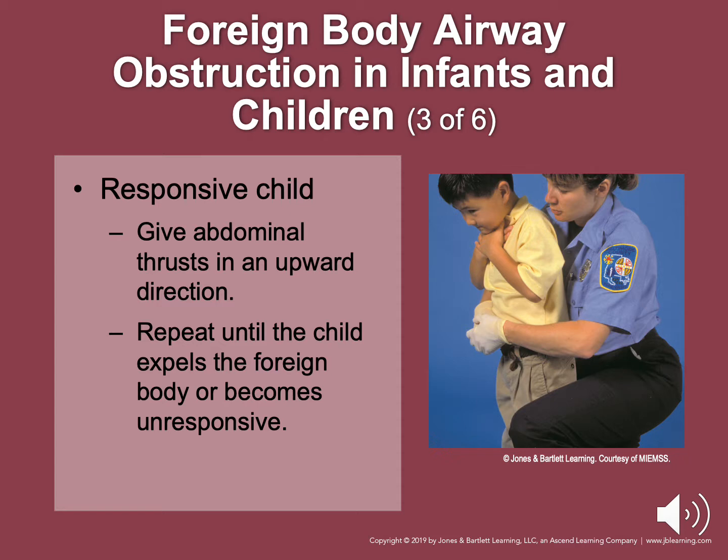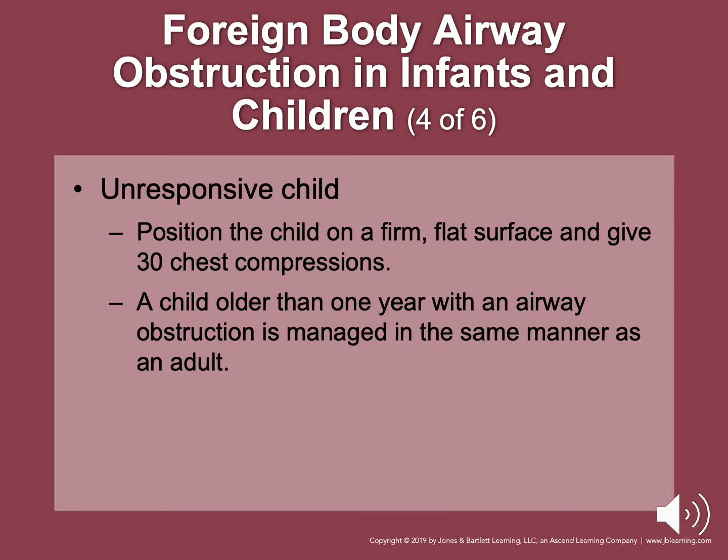If the child becomes unresponsive, position the child on a firm, flat surface and immediately call for help. Give 30 chest compressions using the same landmark you would for CPR. Do not check for a pulse before performing chest compressions. Open the airway and look inside the mouth. If you see an object that can easily be removed, remove it with your fingers and attempt to ventilate. If you can't see the object, resume chest compressions. Repeat until the obstruction is relieved or paramedics take over.